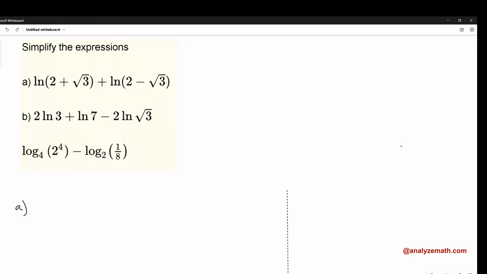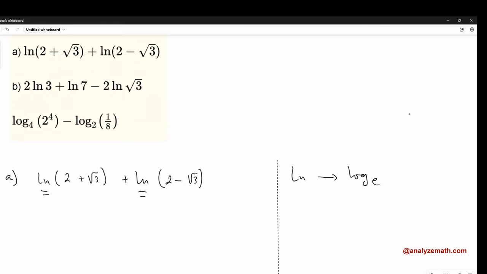This video is about simplifying expressions with logarithms. So we start with part A, which is ln(2 + square root of 3) plus ln(2 minus square root of 3). Now this is the sum of two logs to the same base. The base here, remember, ln is the log base e, which is also called the natural log.